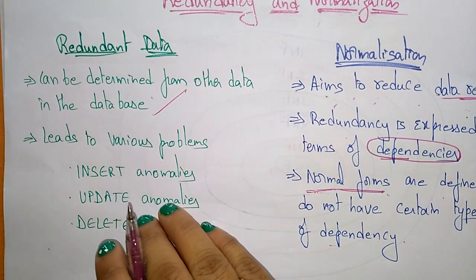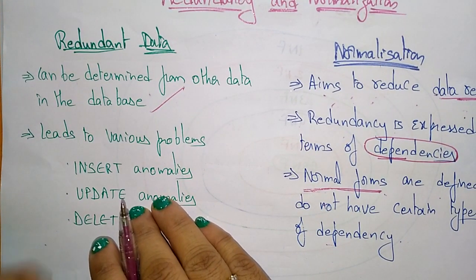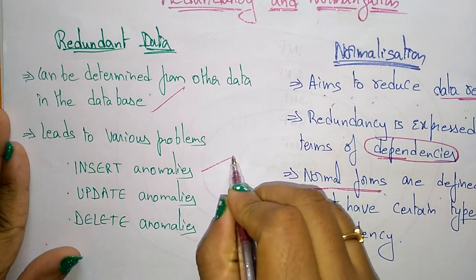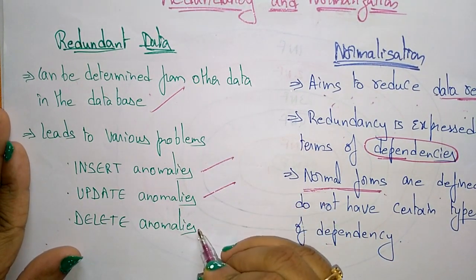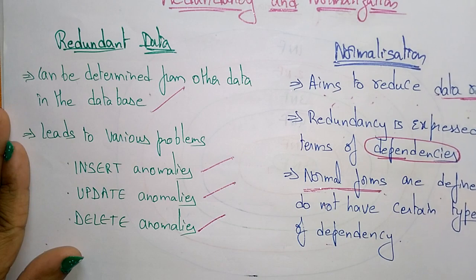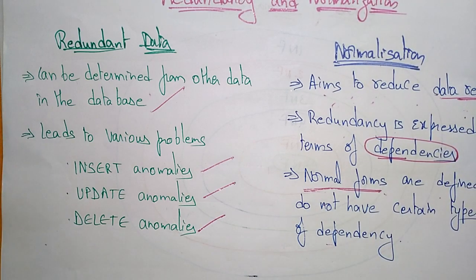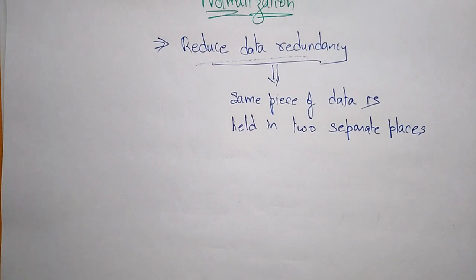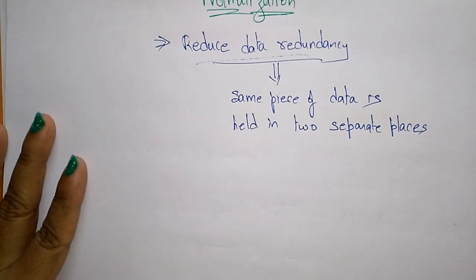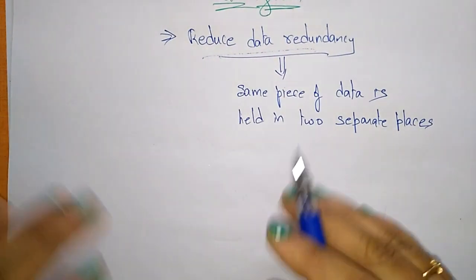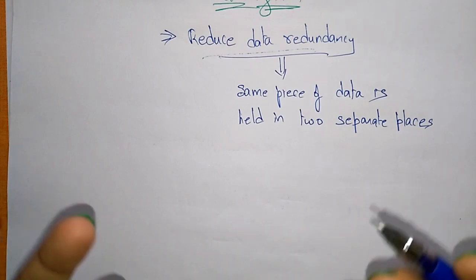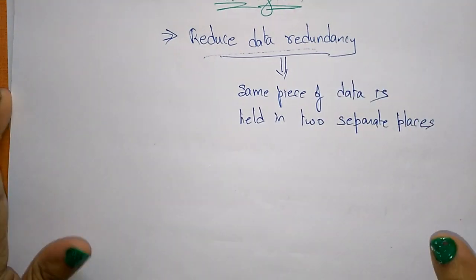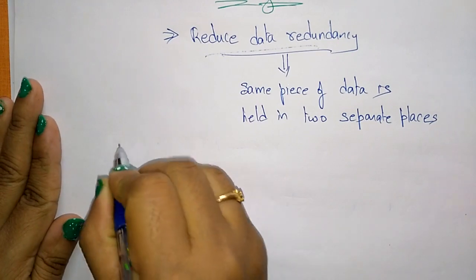Redundant data leads to various problems. So what are the problems that arise by using redundant data? Insert anomalies, update anomalies, and delete anomalies. So what are these insert anomalies, delete anomalies, update anomalies? First we will see about these anomalies. Overcoming these anomalies will lead to normalization. So let me explain that.